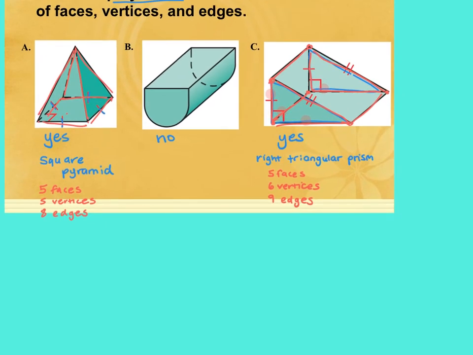And then remember, we can use Euler's theorem to check. So 5 plus 5 equals 8 plus 2, and 10 equals 10. That works. And 5 plus 6 equals 9 plus 2, 11 equals 11, which also works.